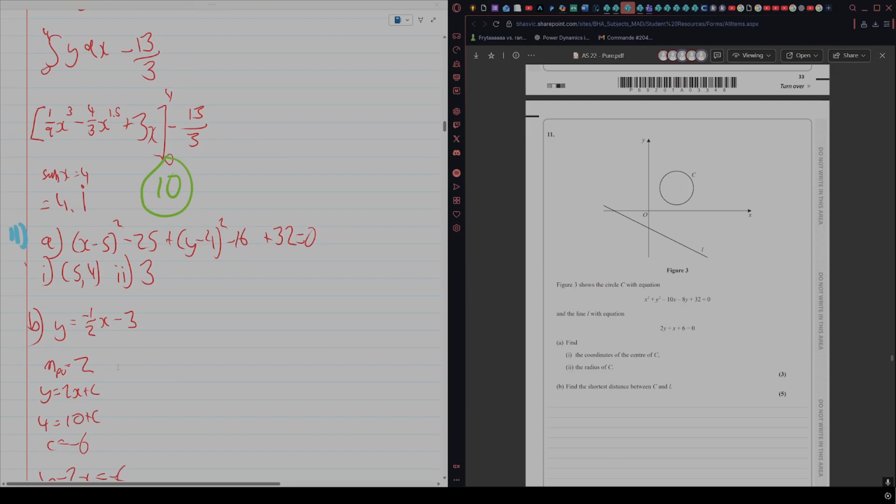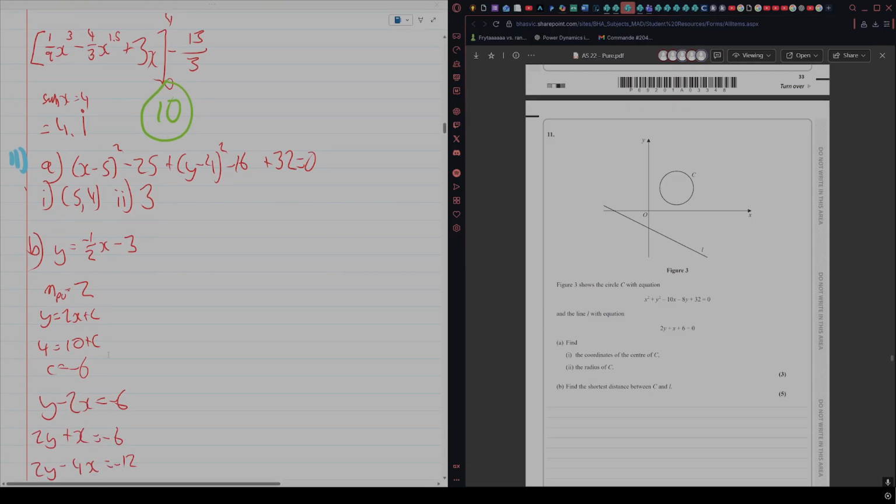For this next part, you actually don't need the full equation of the circle, so I didn't really simplify. You can see that the center is 5, 4 just from looking at it. And I didn't really simplify it because you can just tell that the radius is 3 when you add these numbers together. For the next question, you have to find the shortest distance between C and L.